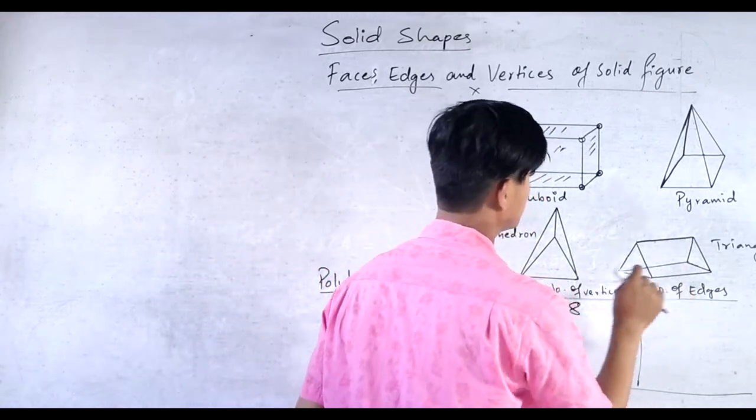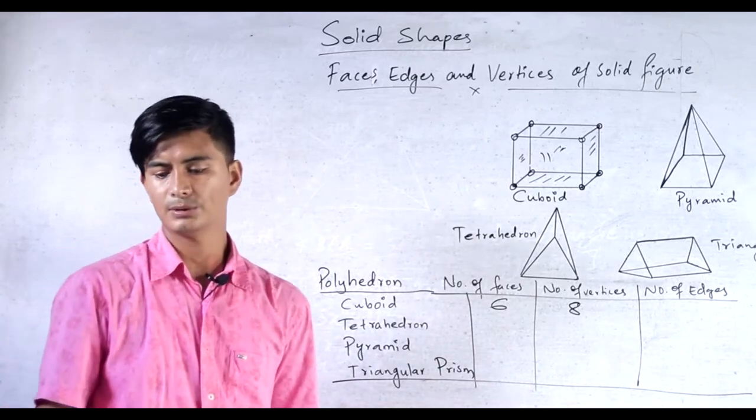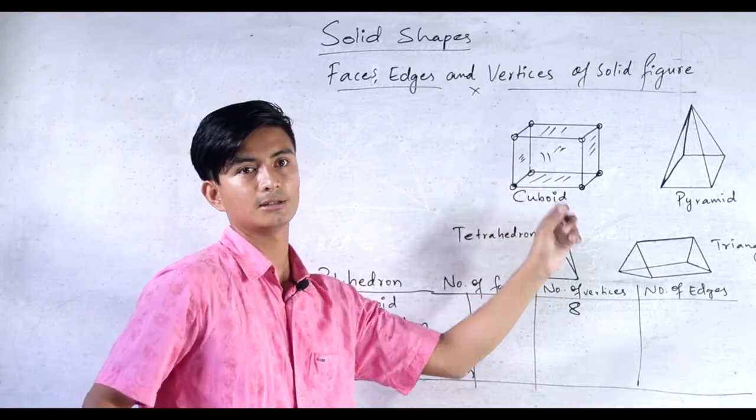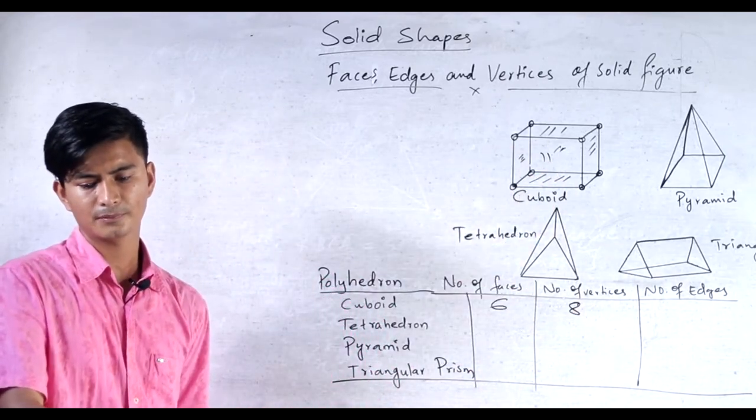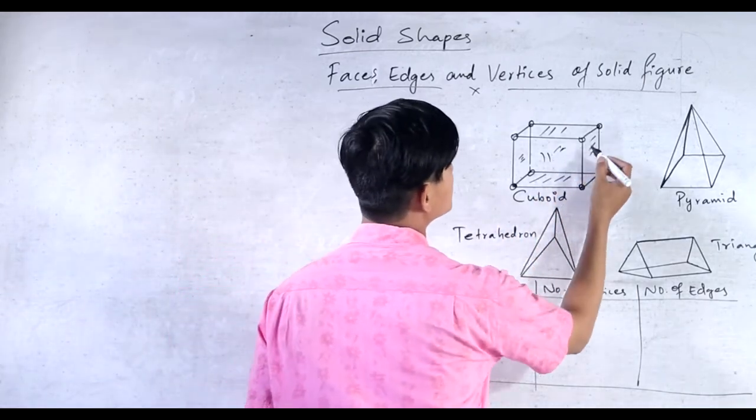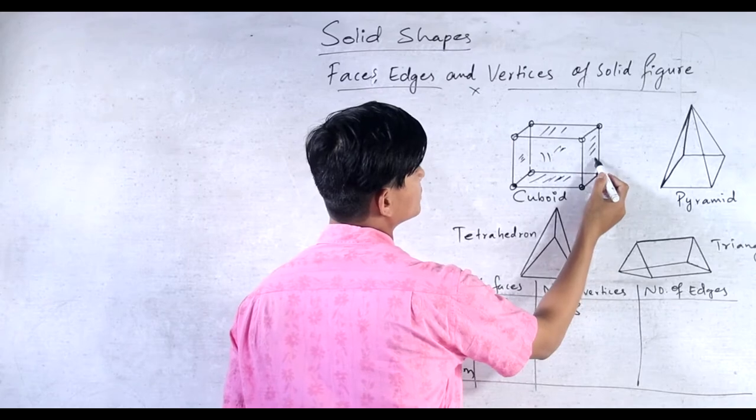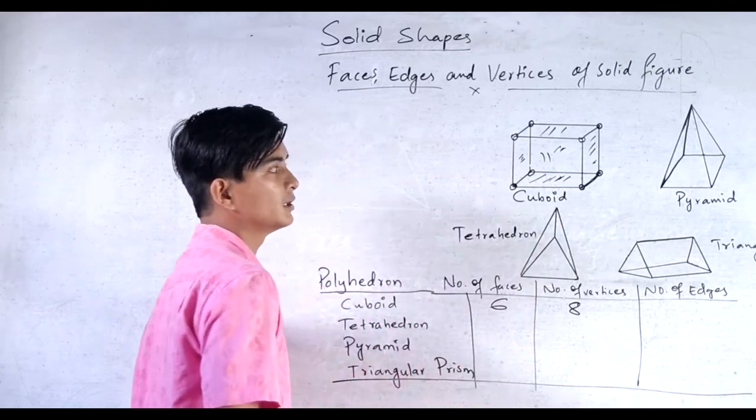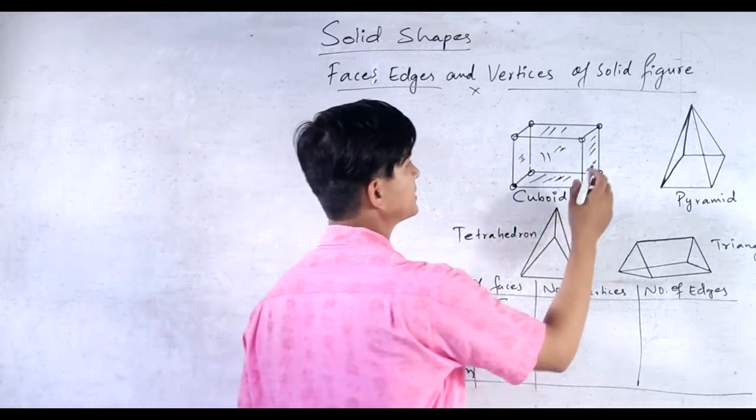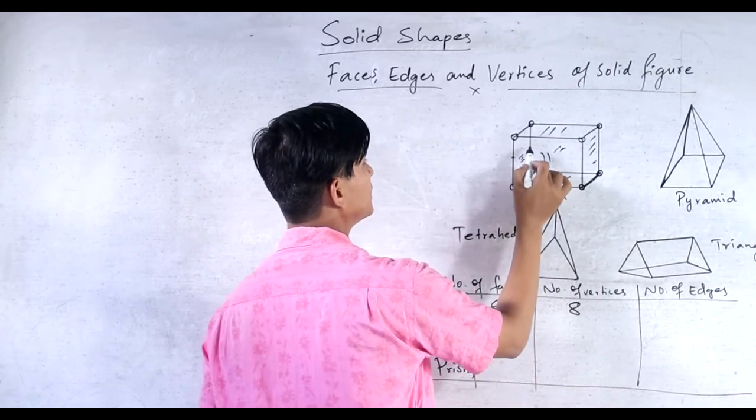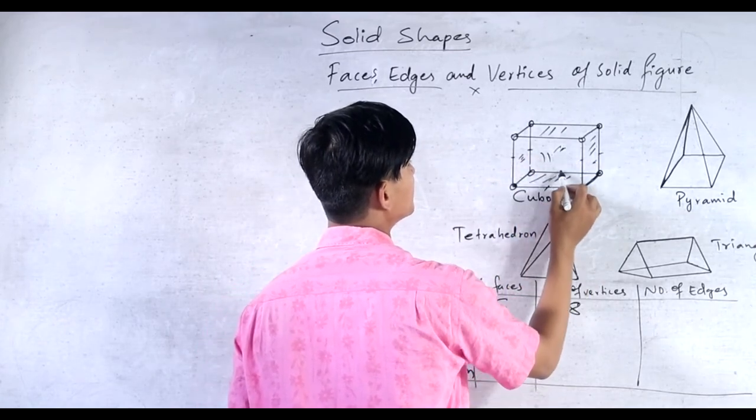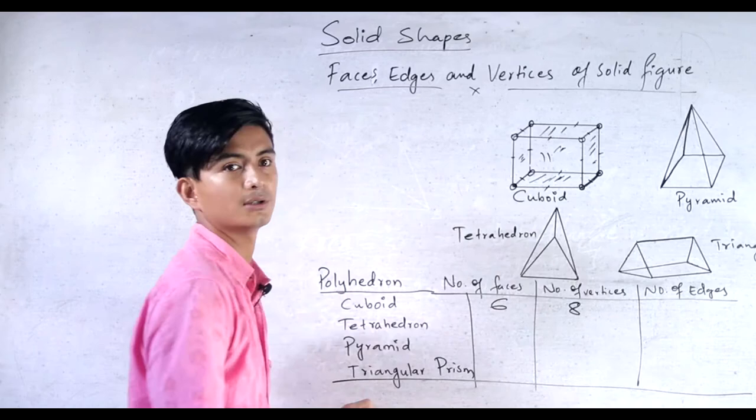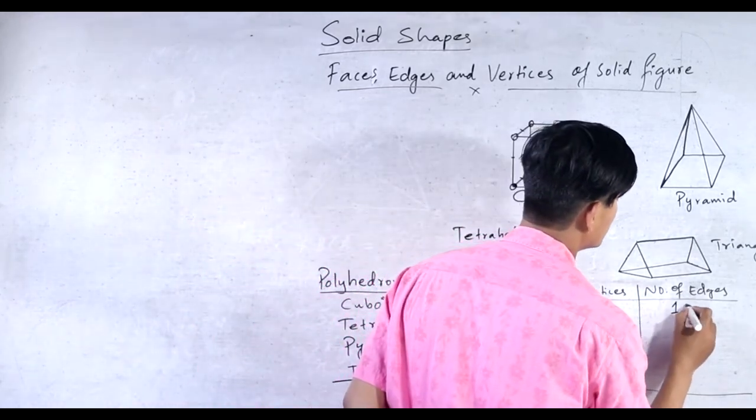Now edges. What about the edges? Edges are the lines where the surfaces meet each other. This is one surface and this is also one surface. They are meeting at this line, right? This line is called an edge. So how many edges are here? You can count it: 1, 2, 3, 4, 5, 6, 7, 8, 9, 10, 11, 12. So we have 12 edges in the cuboid.